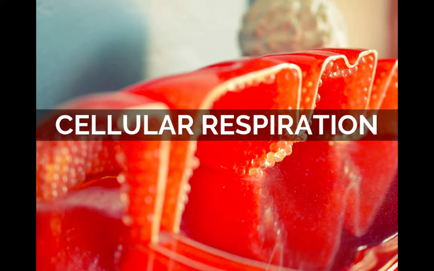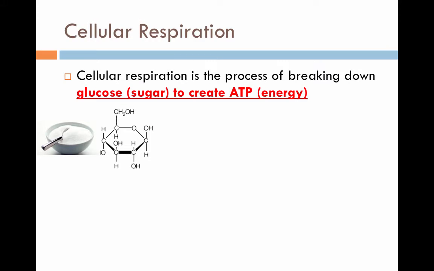This video will explain two chemical reactions that happen in cells. First up is cellular respiration. Cellular respiration is the process of breaking down glucose, or commonly known sugar, to create ATP, which you guys now know is energy.